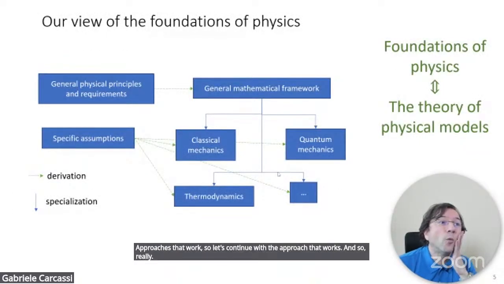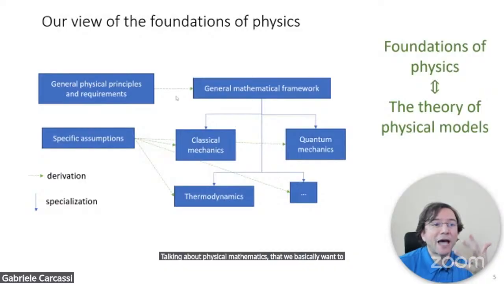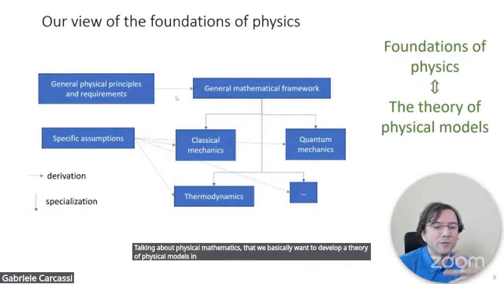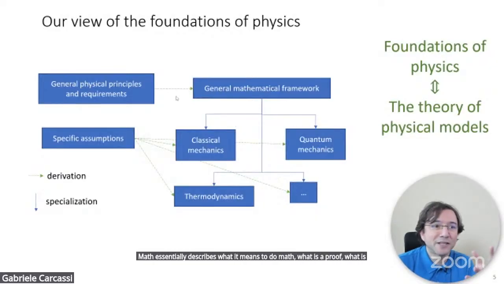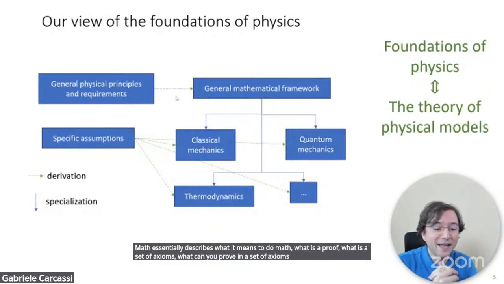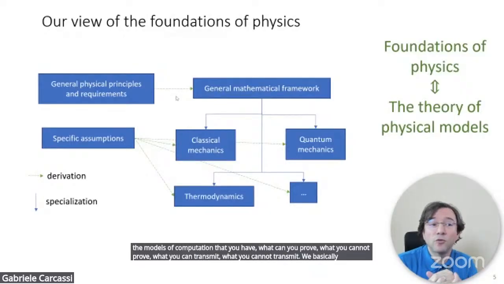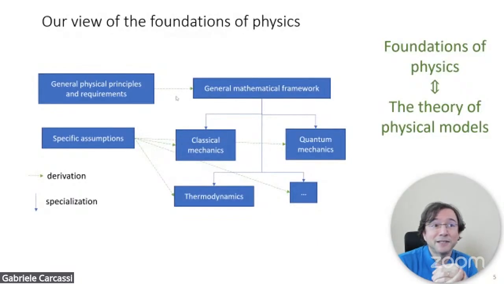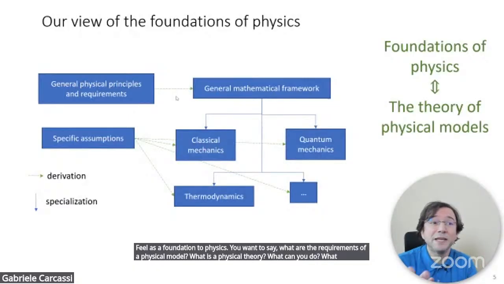And so what we want to set up, and we're going to see it a little bit more precisely in this series of lectures today, talking about physical mathematics, is that we basically want to develop a theory of physical models in the same way that the foundation of math describes what it means to do math: what is a proof, what is a set of axioms, what can you prove in a set of axioms. Or the foundation of computer science defines what is a computational machine, what are the models of computation, what you can prove, what you cannot prove, what you can transmit, what you cannot transmit. We basically want to have the same feel for the foundations of physics. We want to say, what are the requirements of a physical model? What is a physical theory? What can you do? What can you not do? What is the space of the possible physical theories?